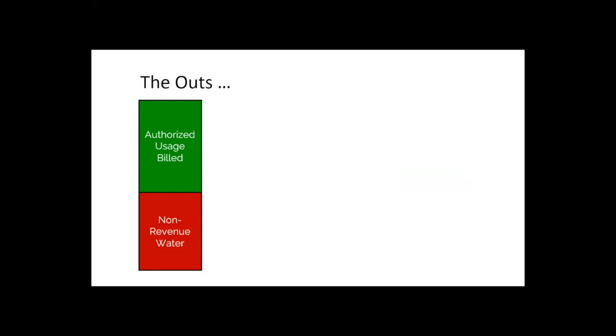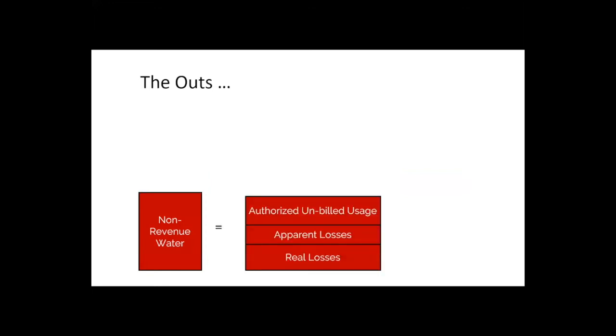Then you have the water that's not making you money, and that's referred to as your non-revenue water. And that's broken into 3 categories in the audit. So you have what's called authorized unbilled usage, you have apparent losses, and you have real losses. So again, that's non-revenue water. If we take a look at those 3 categories, they're broken down even further.